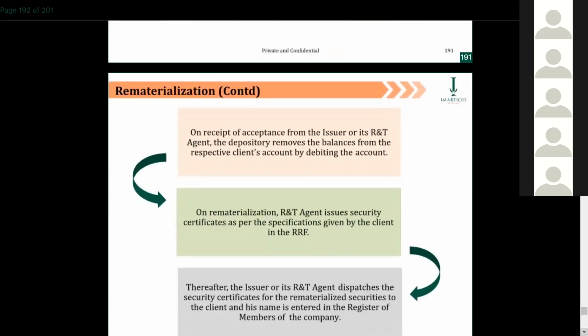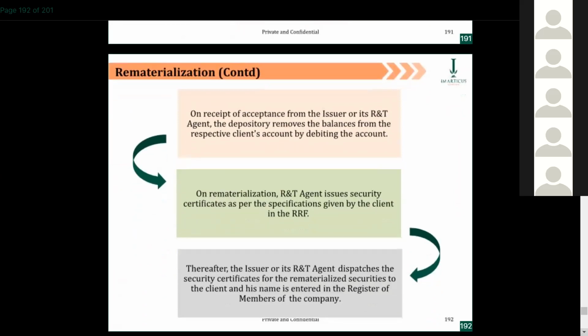So on receipt of acceptance from the issuer or its RT agent, the depository removes the balance from the respective client's accounts by debiting the account. On rematerialization, RT agent issues security certificate as per specification given by the client in the RRF. Thereafter, the issuer or its RT agent dispatches the security certificate for rematerialized securities to the client, and his name is entered in the register of members of the company.